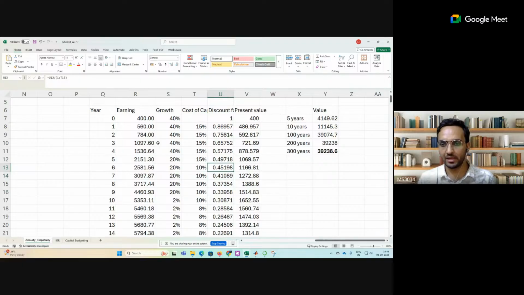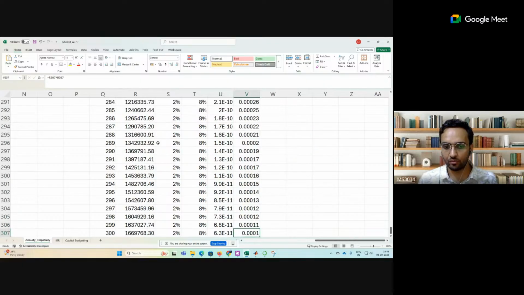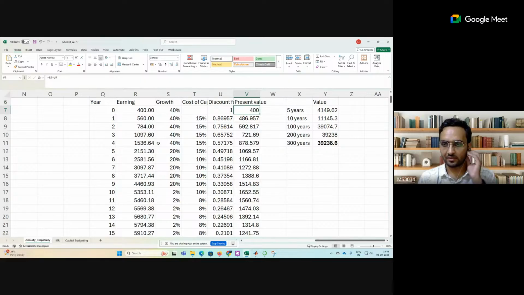I have simply multiplied 1 divided by 1 plus r to my previous discount factor. That will be my discount factor for that period, and I will simply multiply my earning with that discount factor, and I will get the present value of my earning. And if I simply sum my present values, for example I have taken 300 periods, I will get the present valuation of my company.